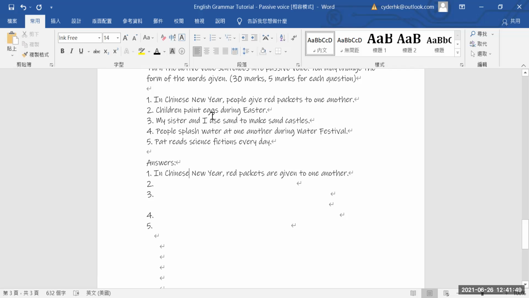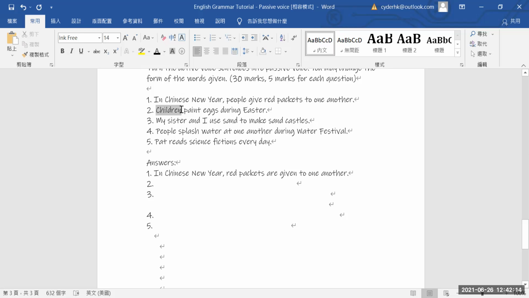Children paint eggs during Easter. So during Easter again emphasizes that this is present tense. Usually, if you have a word chunk, we'll just leave it there and wait till the end and add it back. So during Easter, we'll just put it at the end of the sentence, because in active voice we also put it at the end of the sentence. We won't move anything here.